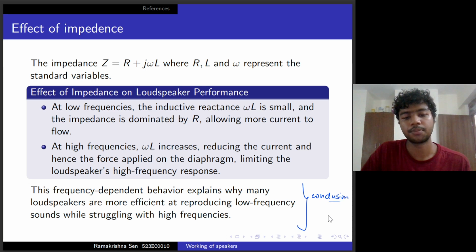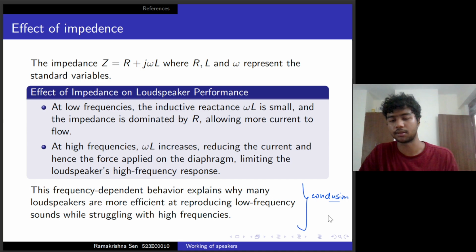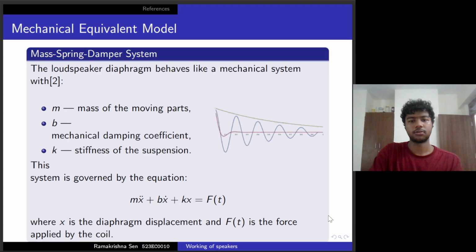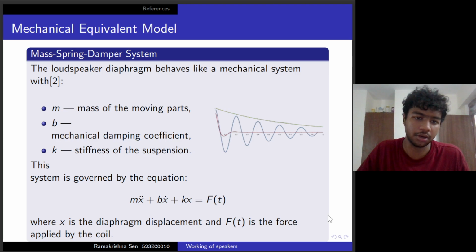This frequency dependent behavior explains why many loudspeakers are efficient at reproducing low frequency sounds while struggling at high frequency sounds. We will work more on that in the design part of the session. So now to the mechanical equivalent model. The main one I want to compare it to is the spring mass damper system.